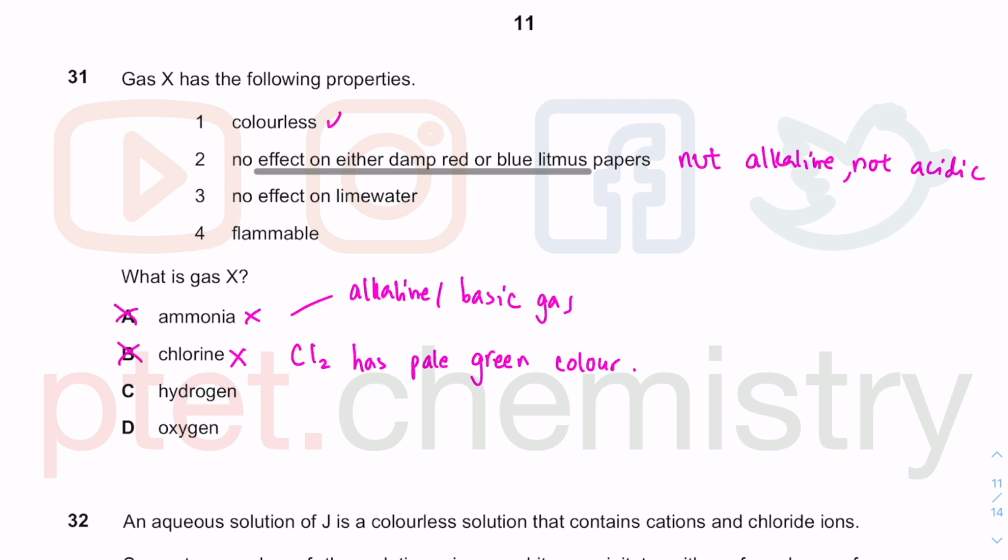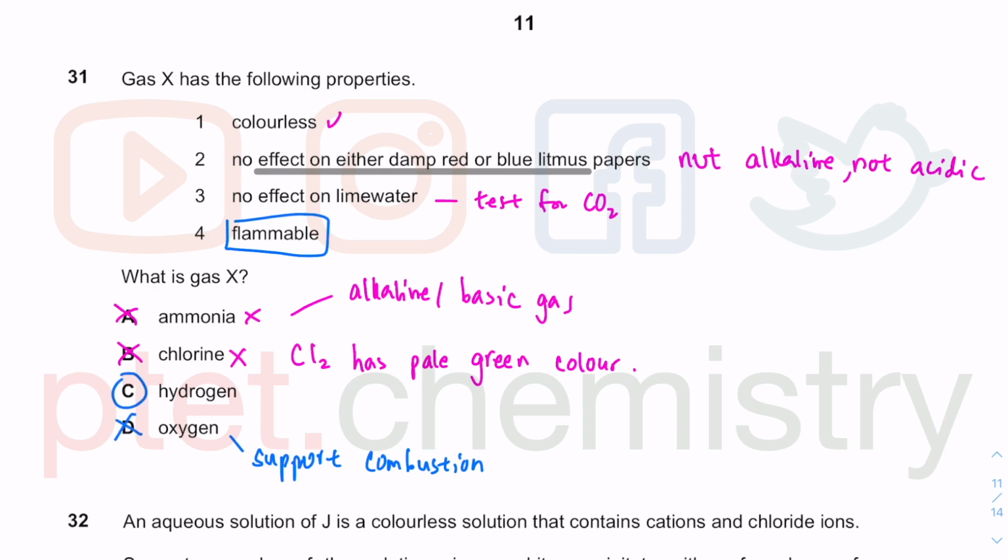Between hydrogen and oxygen, we know both of them have no effect on lime water, because this is the test for carbon dioxide. Last but not least, we have this thing which is flammable. So oxygen supports combustion. You definitely need oxygen in order to burn. Hydrogen can only burn if you have oxygen, but oxygen is what we are breathing in. The oxygen itself is not flammable, it supports combustion. It is hydrogen that is flammable. Hydrogen plus oxygen.